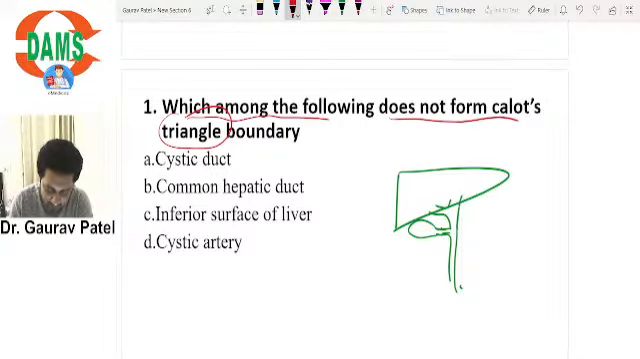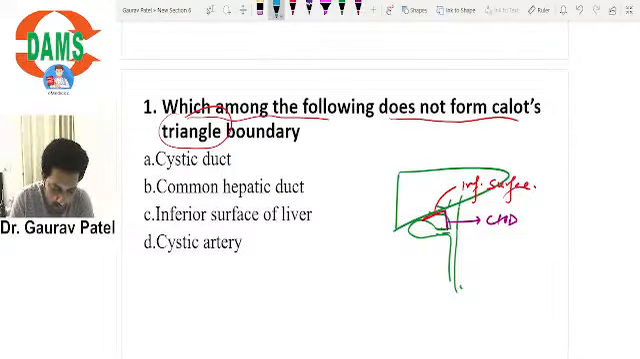So this is the inferior surface of the liver. This is the common hepatic duct and the cystic duct. These are the boundaries.